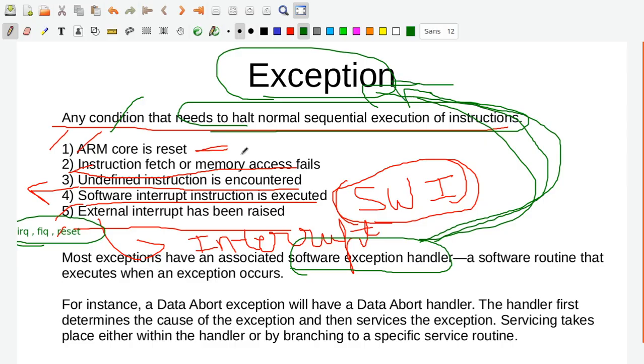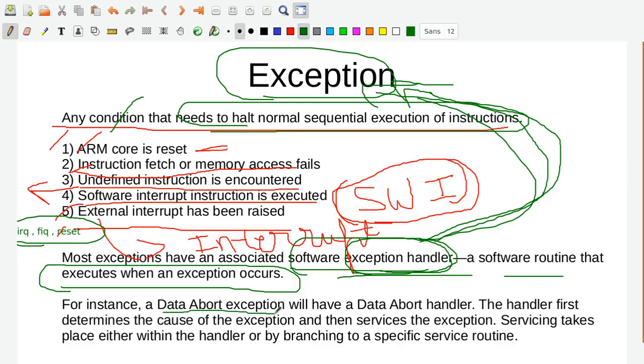What about the different types of exceptions? We shall look into those later on, but what handles the exception, we call that an exception handler. An exception handler means a software routine, you just write the program, a software routine that executes whenever an exception occurs. Correspondingly, you have different handlers to handle the different types of exceptions. For example, I have written here a data abort exception will have a data abort handler. The handler first determines the cause of the exception, then services the exception.